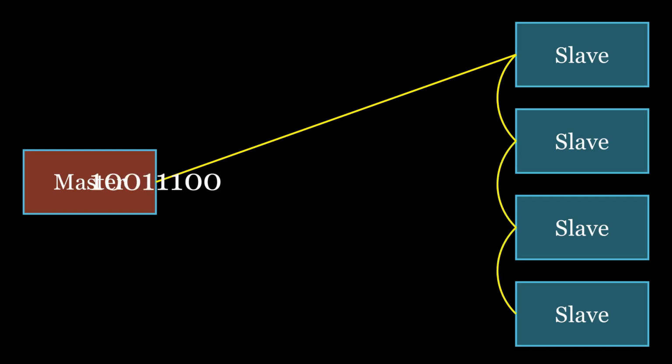A typical Modbus RTU network consists of one master and multiple slaves. The master and slaves are connected on the same RS-485 network. The master initiates communication by sending a packet that begins with the address of a specific slave. The addressed slave responds to the packet, while the others ignore it.